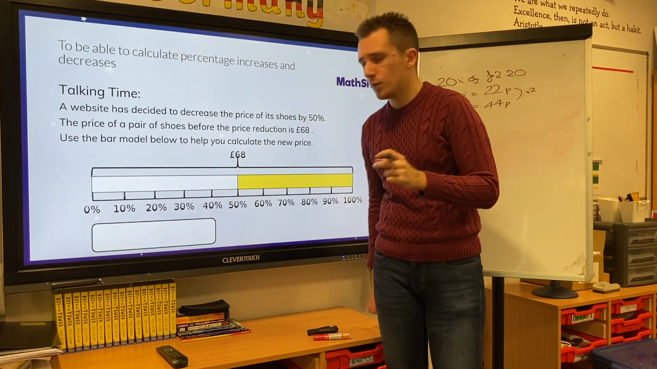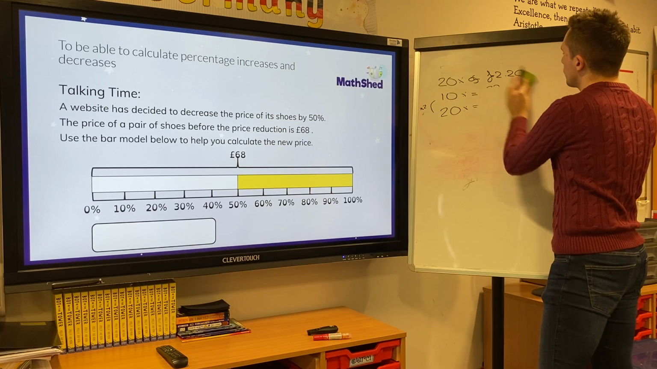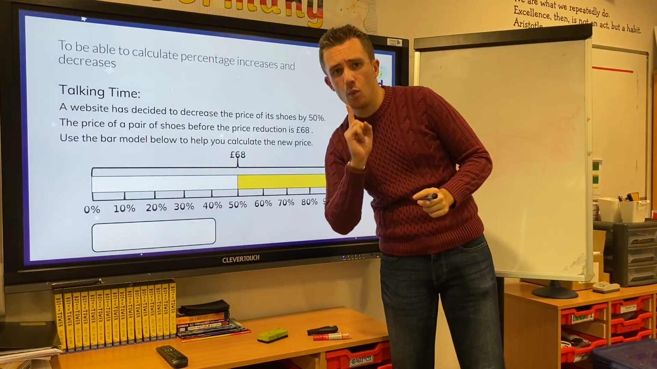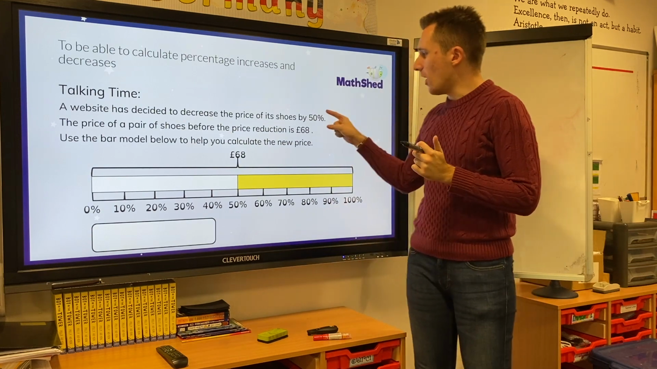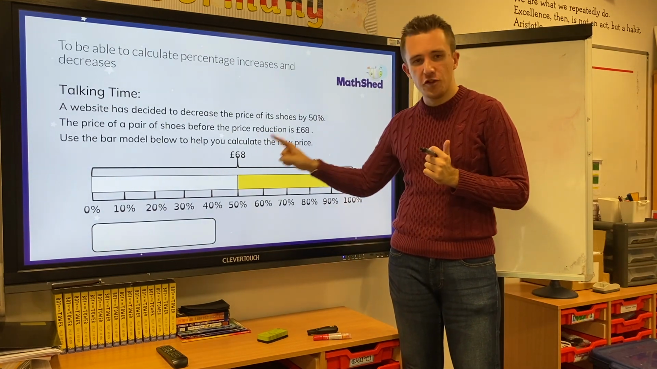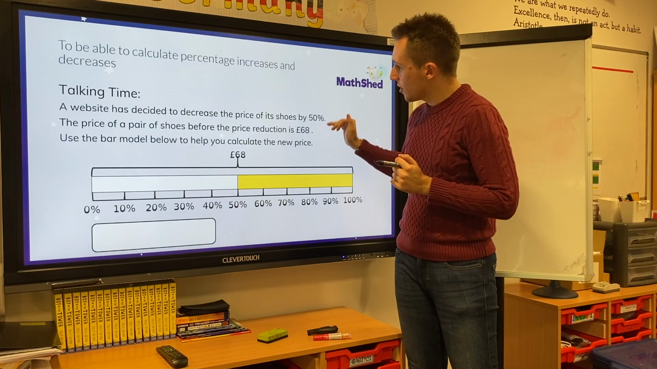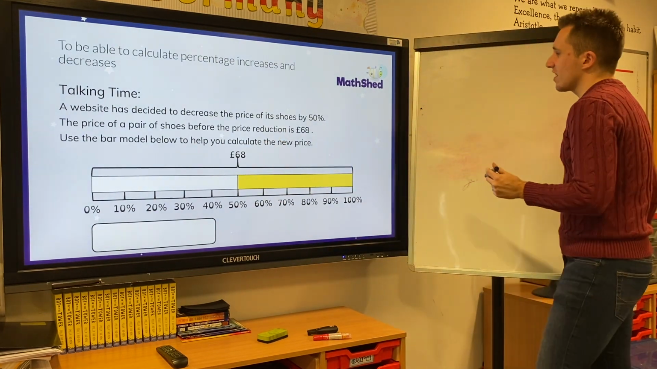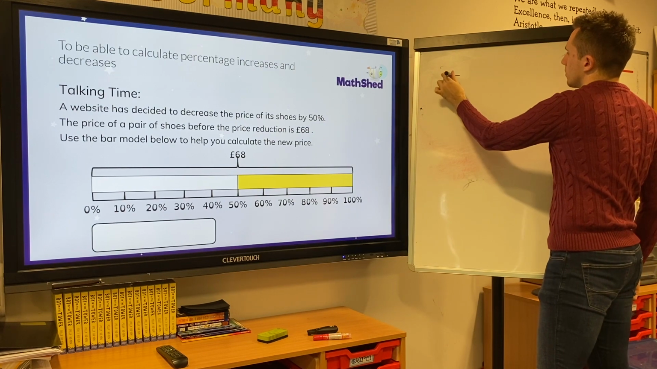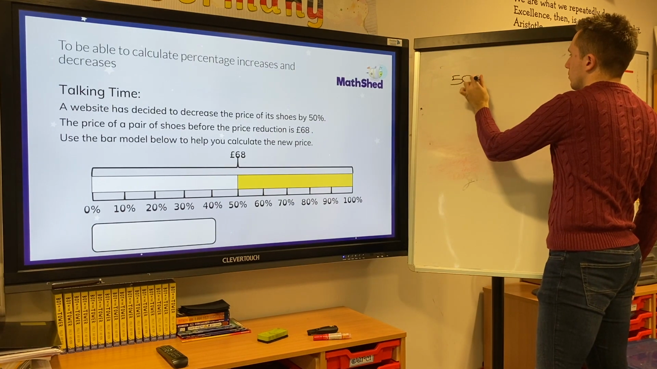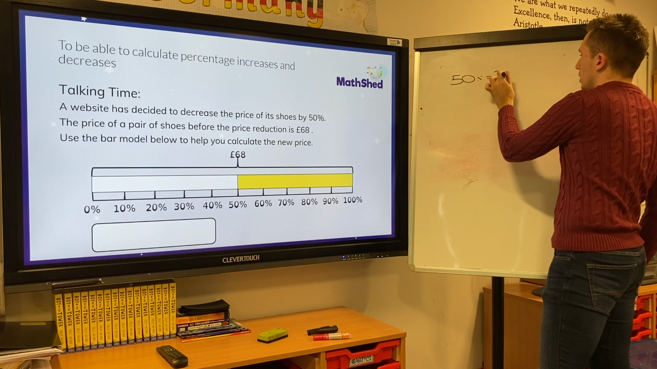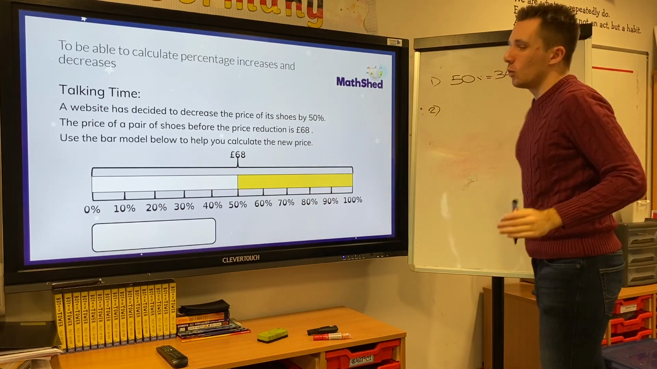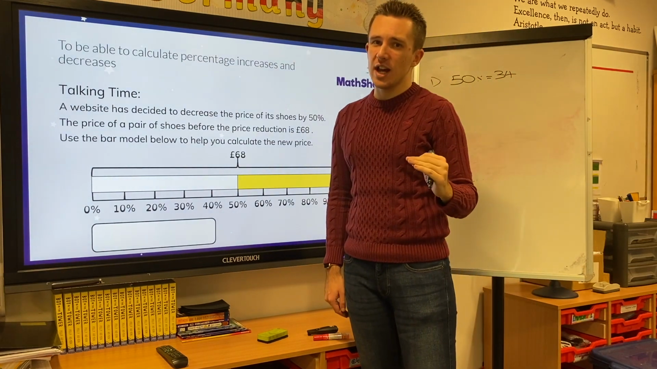Answer, no. How do I do it? Answer, follow the 2 steps. Step 1, find 50% of 68. Find the percentage of the number. 50% of 68 equals 34. Step 1. Step 2, we either add it or take it away.